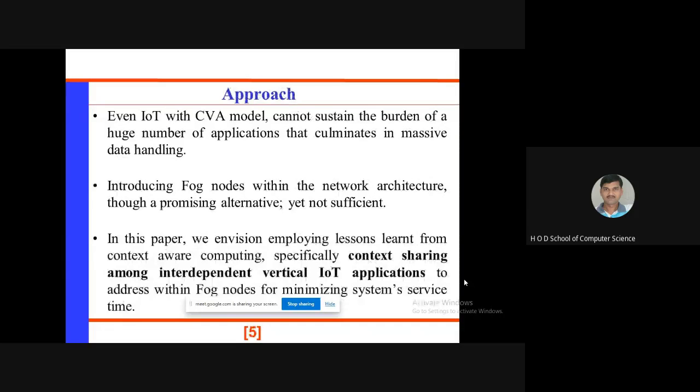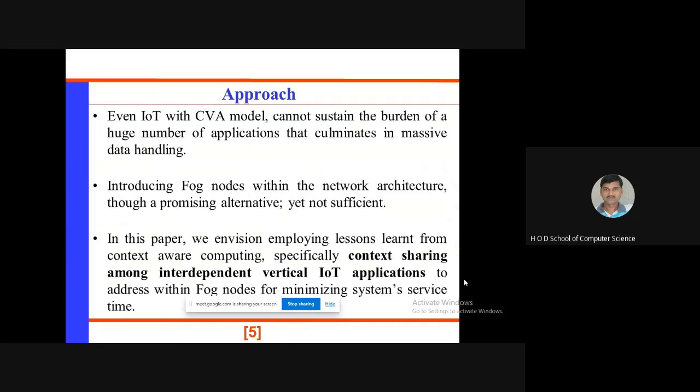This CVA, cross-vertical application, cannot sustain the burden of a huge number of applications that accumulate in massive data handling. Introducing a fog node within the network architecture is a promising alternative, but not sufficient, as I said. So, in this paper, we envision employing a lesson learned from context, as Sarah discussed, what exactly context is, especially context sharing among the interdependent vertical IoT applications within fog nodes for minimizing the system service time. So, with this, you have introduced a fog node and used a cross-vertical application, which is still not sufficient. So what do you need?